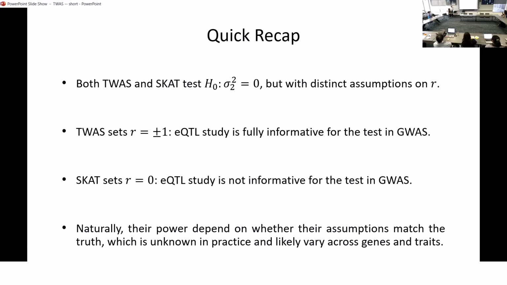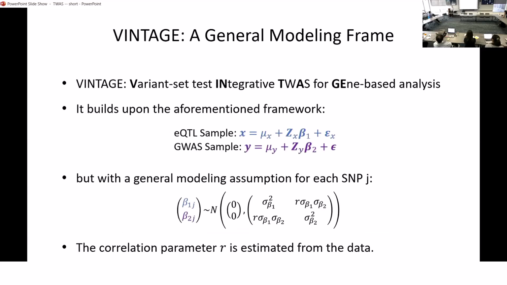So naturally, it depends on whether the assumption holds for any particular gene, right? So their power depends on whether the assumption matches the truth. And this is unknown. And this also will vary for every gene and every trait, because for some traits, maybe R is close to 80%, 90%. For some traits, maybe R is equal to 10% or 20%. So it really varies across genes and varies across traits. So therefore, we decide to take a step back and create a more general approach that includes both the SKAT method and also the TWAS method as special cases.